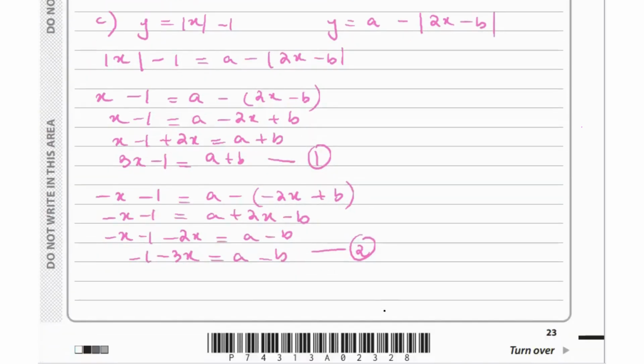Now x was given as negative 3 and 5. Add x equals negative 3 and add x equals 5. So what we'll do is we'll put x equals negative 3 in the negative equation and x equals 5 in the positive equation, because the intersection is based on the sign as well.